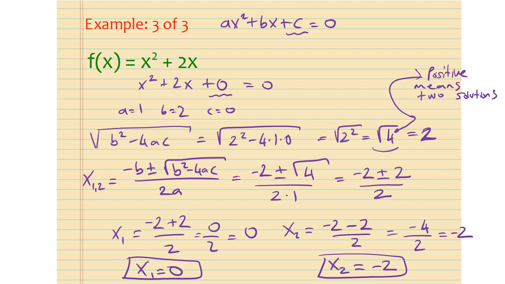Sometimes we might need to list our solutions, so we can use the list method like this, and we will put 0 and negative 2 in least to greatest order. We can list our roots, solutions, in the brackets.